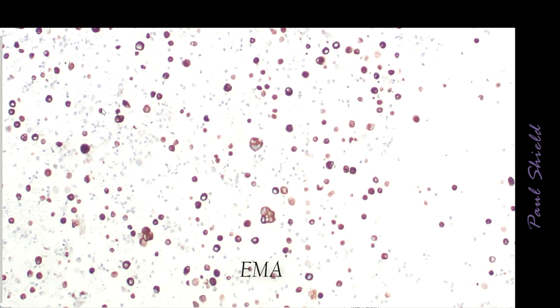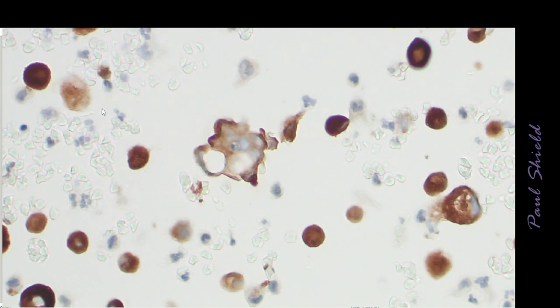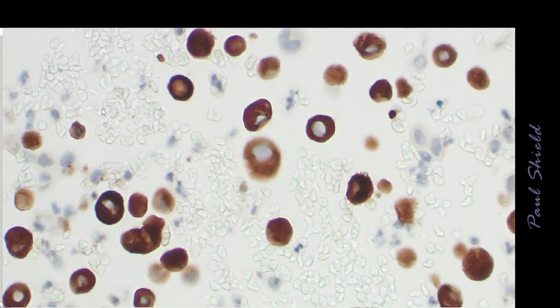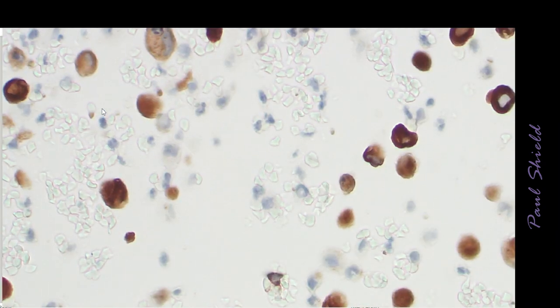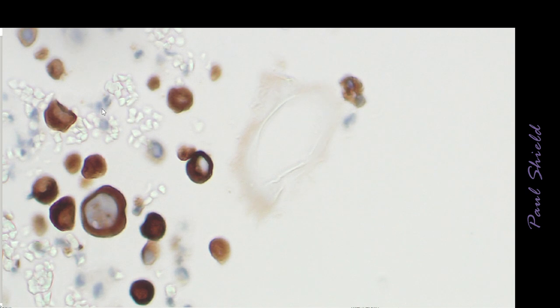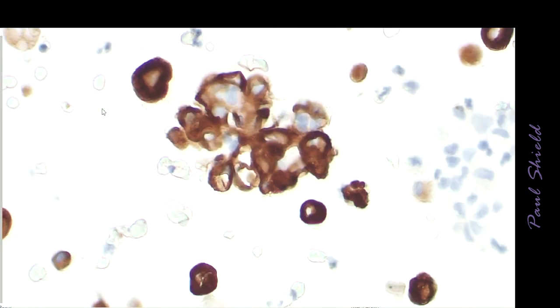This is the EMA, and it looks like strong cytoplasmic staining in most of the cells. On higher power, you can see it is cytoplasmic and it's distributed throughout the cytoplasm. That's just red cells in the background, that non-staining material. And then obviously there are some mesothelial cells. And a little group.